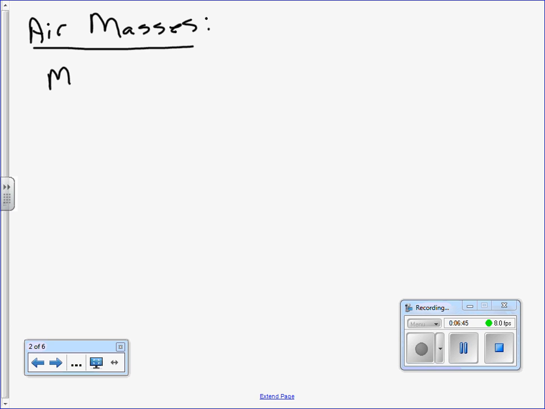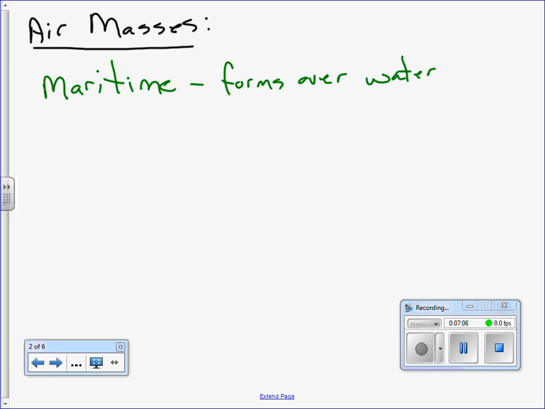Okay. Maritime. Let's do these. We'll color code them. Maritime, which means what? Okay, so maritime means it forms over the water. And obviously, as that air mass is forming over the water, it has a lot of moisture. So this is a wet air mass. It has high moisture.